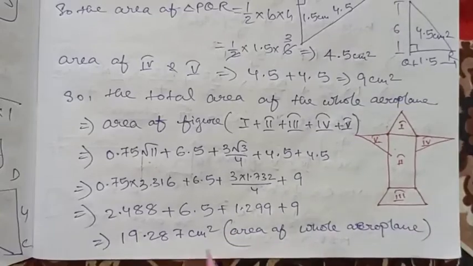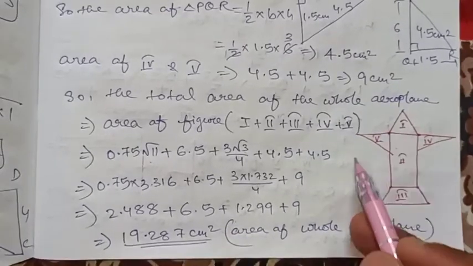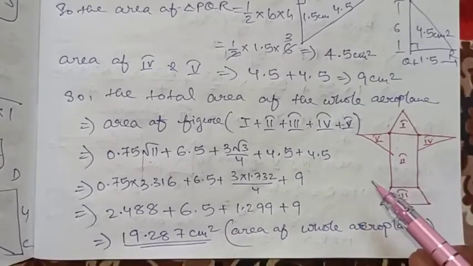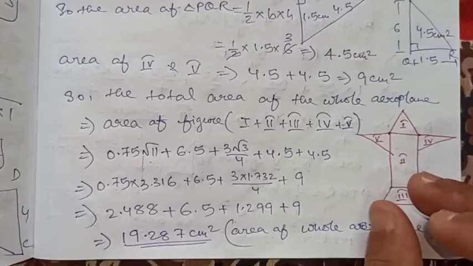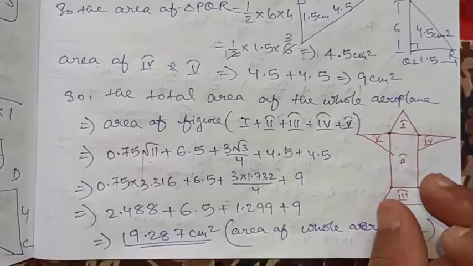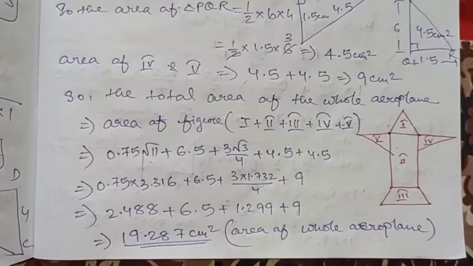Getting? This is the area of the whole aeroplane. So in this way we can calculate the area by distributing the bigger values into smaller parts. Okay, then we can easily get the area.